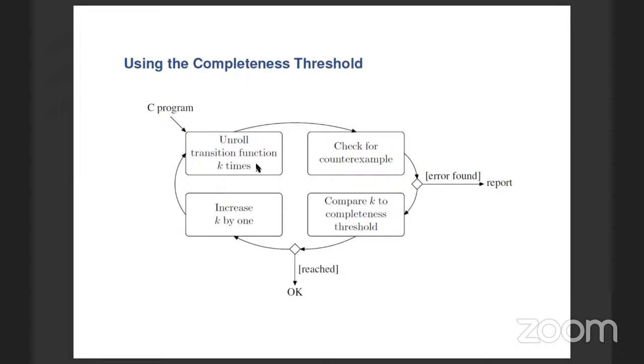So you unroll, building bigger and bigger BMC formula instances of the kind that I showed, and then check for a counterexample. If there is a satisfying instance of that bounded model checking formula, then you've found it. If not, you check if K has reached the completeness threshold, and you keep on doing it. If you have reached the completeness threshold, then you can get out and say that you're done, you're verified. So this is the way to make it complete.